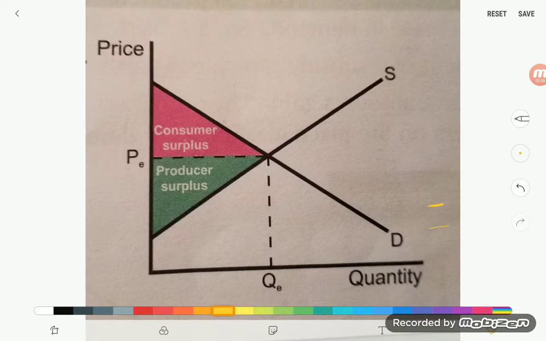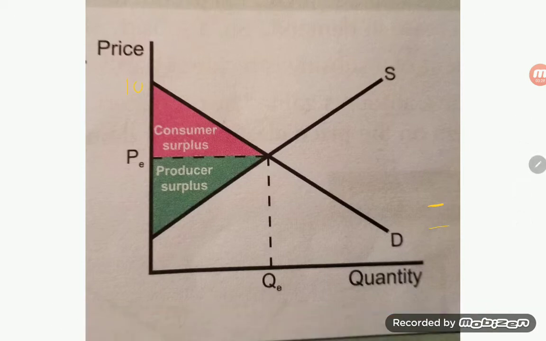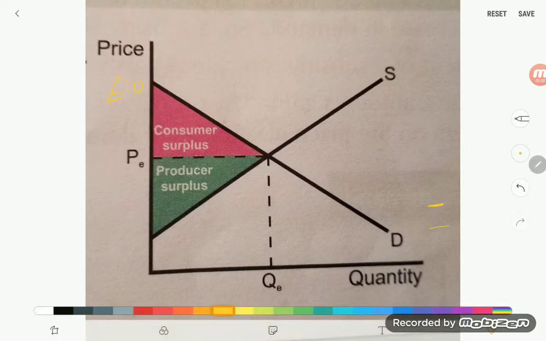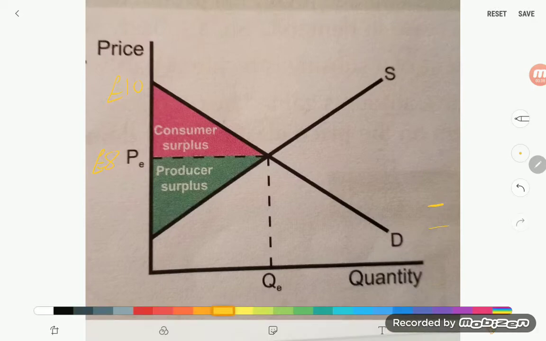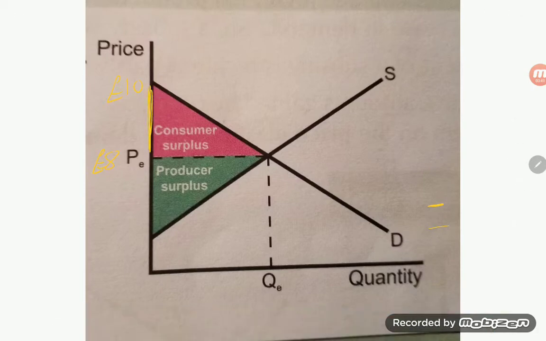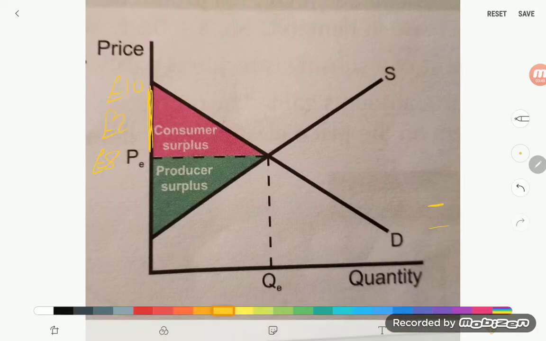For example, if someone was prepared to pay £10 for a good and bought it for £8, then the consumer surplus, this area here, would be £2. So the consumer surplus is the difference between the price that the consumer is willing to pay for a good or service and the price that they actually pay.